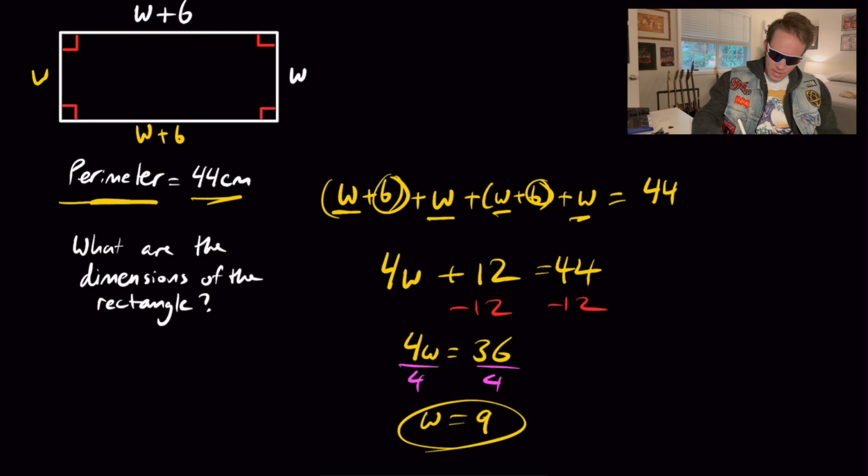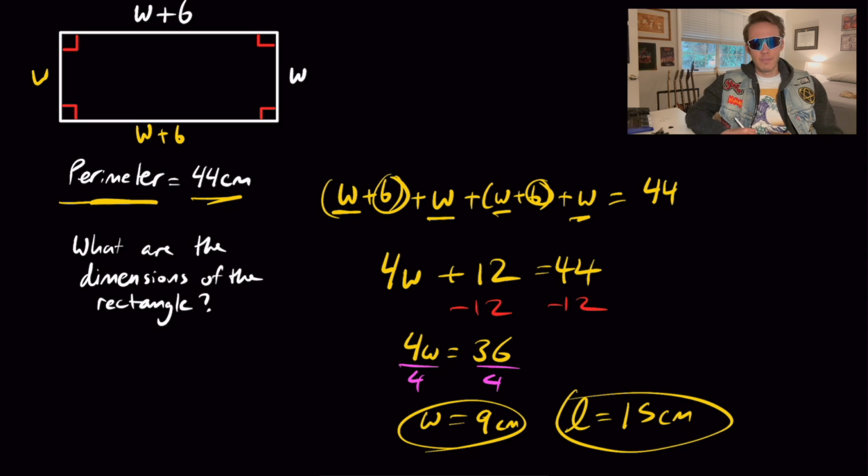All right, so that's the width, it looks like over here. So w is equal to 9. I should put centimeters because we're dealing in units. And then the length is just equal to w plus 6. So what's 9 plus 6? It's 15. That's going to be 15 centimeters. So there's your dimensions for this rectangle.